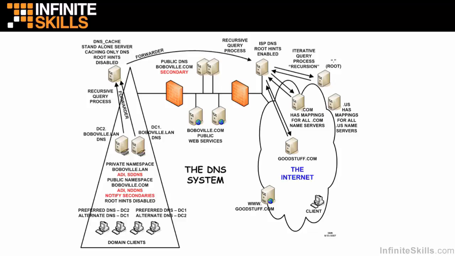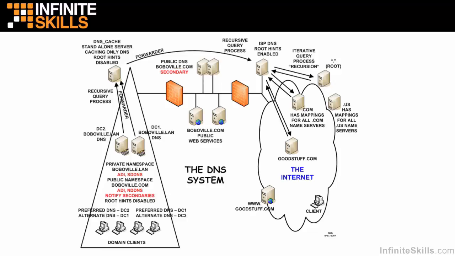Now, this is our private namespace, boboville.lan. And all the client computers will need to access that boboville.lan namespace to get this directory services support. But what happens when those clients want to browse the internet?